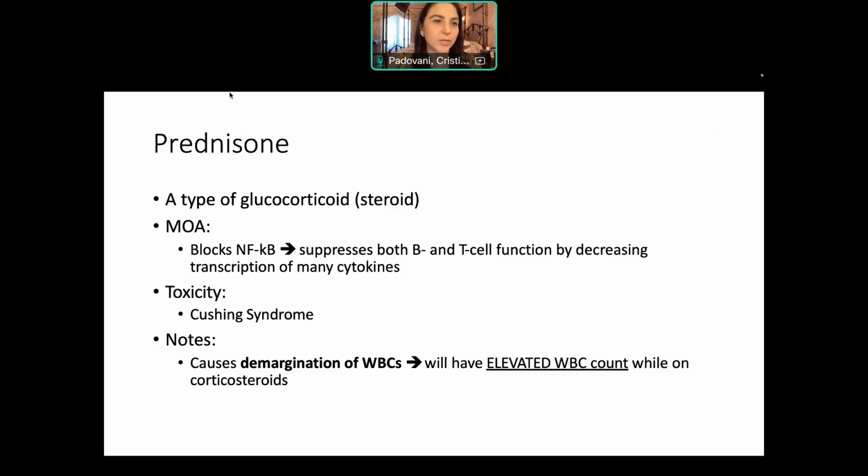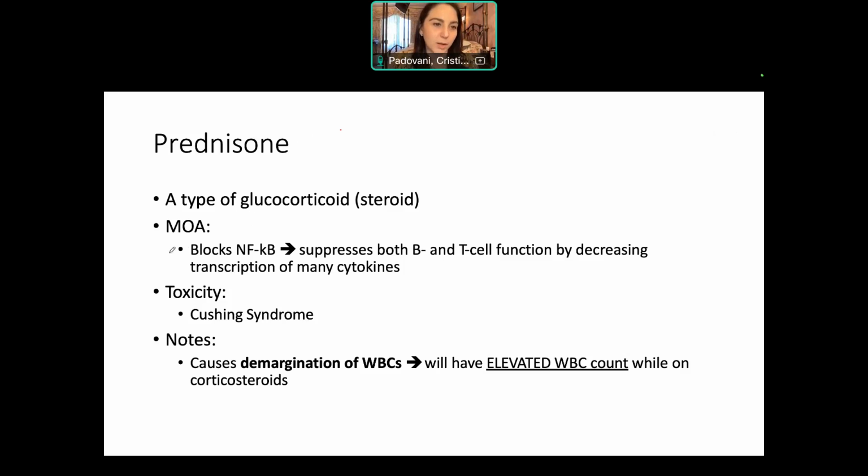So prednisone. Prednisone is a glucocorticoid. Remember, glucocorticoids are types of steroids. The mechanism of action of prednisone is that it's going to block NF-kappa B. We talked about NF-kappa B in the innate lecture. This is what a lot of my PhD work was on. It focused on NF-kappa B. So prednisone blocks NF-kappa B.